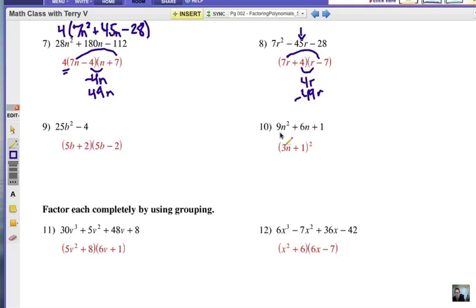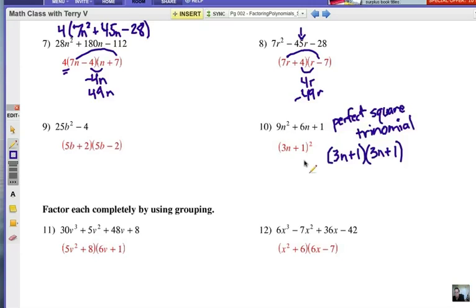This is a perfect square trinomial, which means that the first term is a perfect square, 3n times 3n, and the last term is a perfect square, 1 times 1. Now, the key here, of course, is the middle term. Is the middle term the right kind of pattern? Well, we get the 6n middle term from 3n and another 3n. So it does fit the pattern of being a perfect square trinomial, and this is its shortcut exponent form factored.